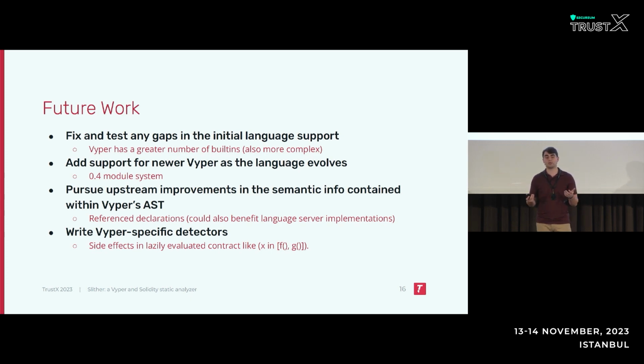The last thing would be that right now we have these 90+ detectors. Many of them are language agnostic, but we also want to add Vyper-specific detectors, and one instance of this would be that the order of evaluation is a little bit different than Python, so we want to help people get rid of foot guns and identify that. And that's all I have time for.